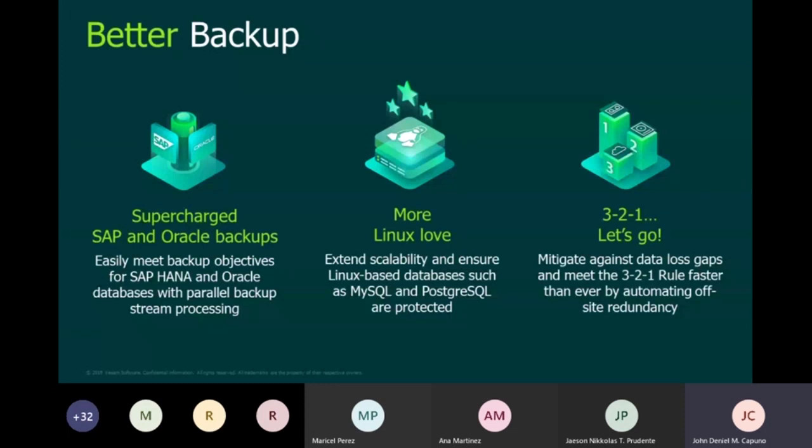This is an automatic rule with Veeam so that we commit or comply with the 3-2-1 rule. So how does it happen? For example, we back up a VM. Once the backup job is finished, Veeam automatically creates a backup copy to offsite.